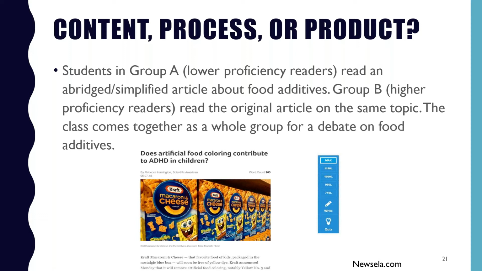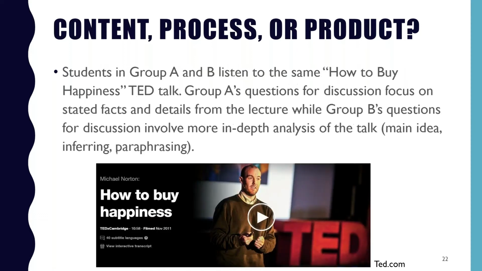So students in group A, these are our lower level readers, read a simplified article about food additives. And I'm going to show you a great source for differentiating reading. Group B, these might be a little bit higher proficiency, read the original article on the same topic. So this one has maybe even native level vocabulary in it. The class comes together as a whole group for a debate on food additives.